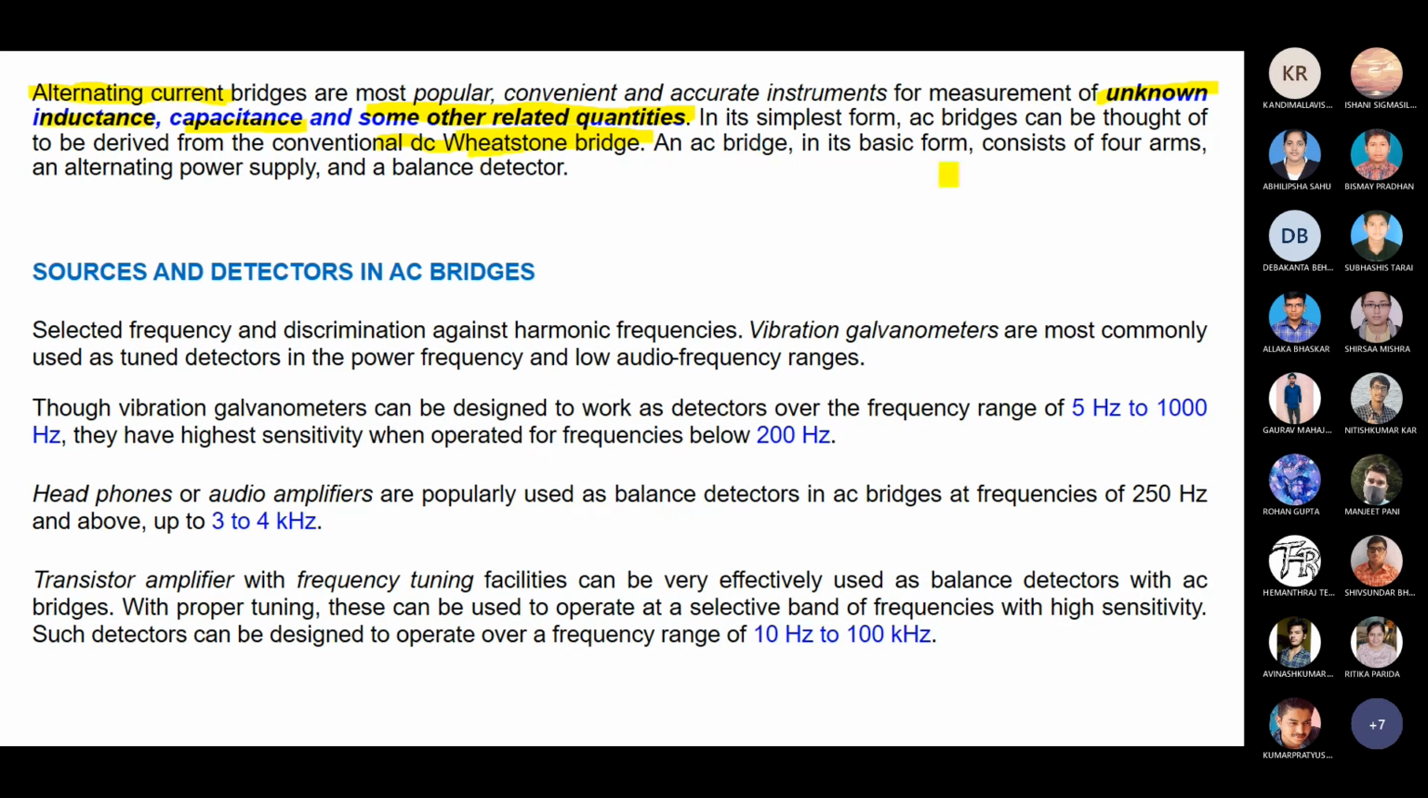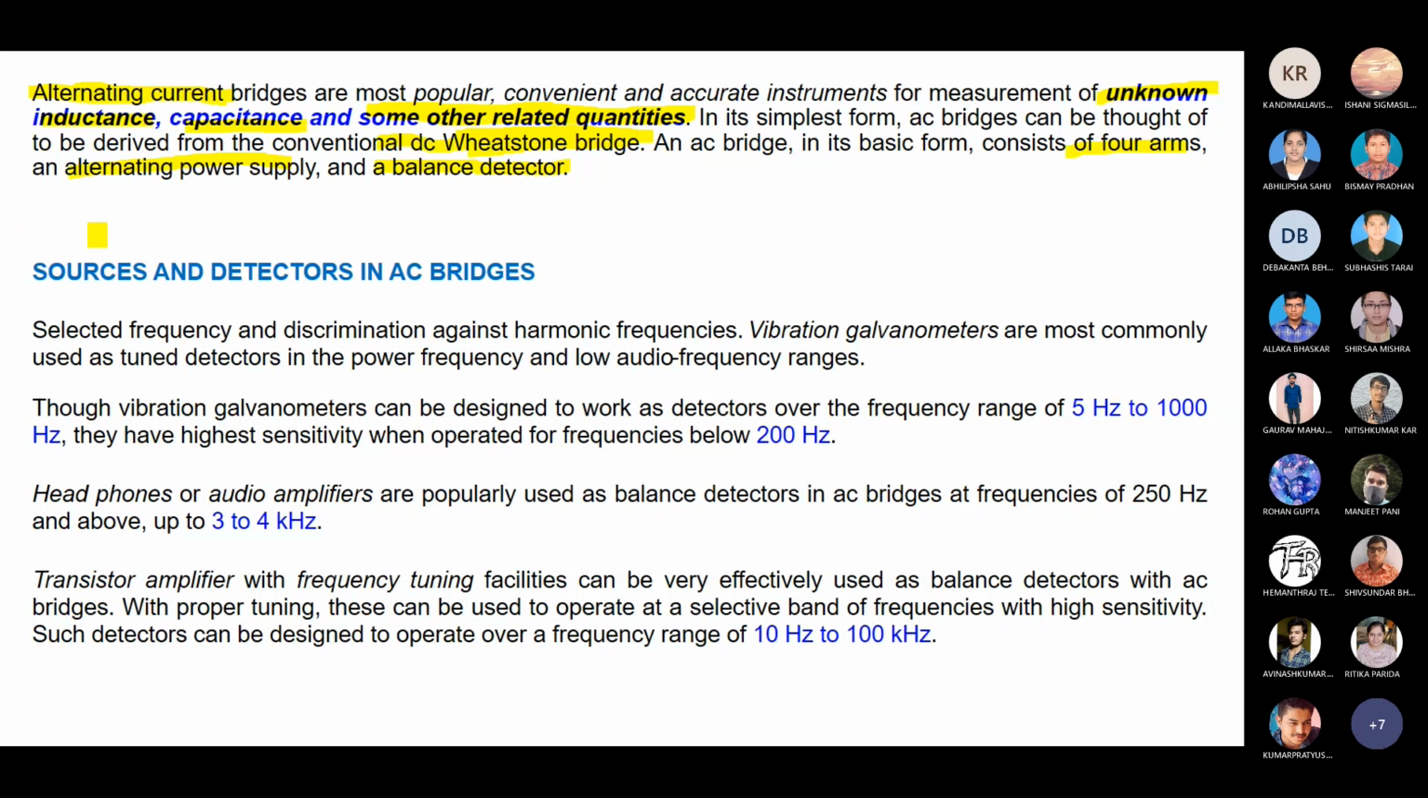Okay, basic of the Wheatstone bridge derived form. The AC bridge in its basic form consists of the 4 arms, an alternating power supply and a balance detector. So 3 important components are there. One is your 4 arms. Then the alternating power supply means AC power supply, and the balance detector means null detector. Okay, sources and the detectors in the AC bridge. What type of detector are you using?